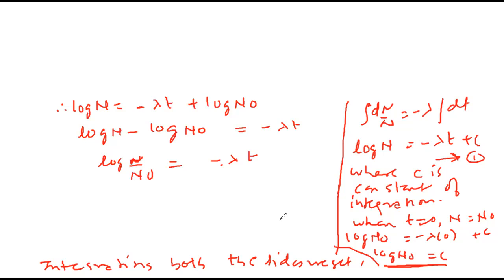Now see, after getting C, I substituted the C value in equation 1. So log of n is minus lambda t plus log n0. That I substituted here.